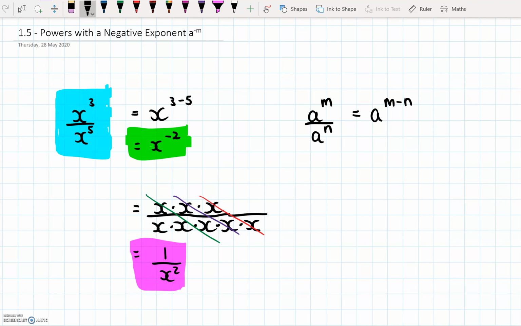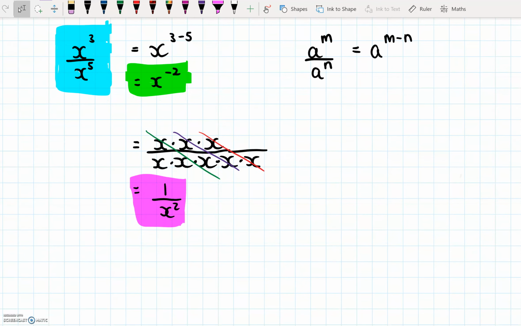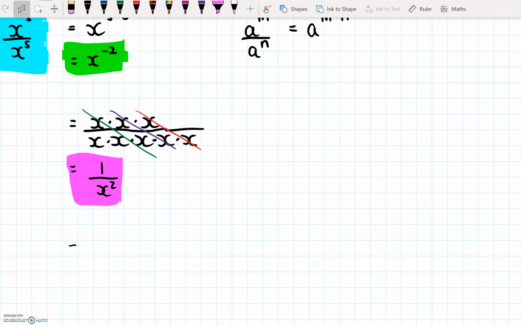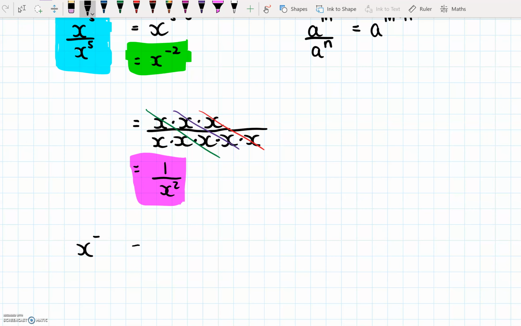And this is what we're trying to show here, which is that x to the power of minus 2 is equal to 1 over x squared. So if you have a negative power up here, what you can do is you can move it to the denominator and make the power positive.